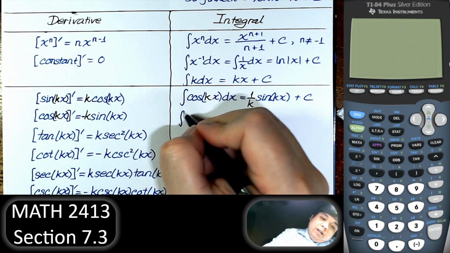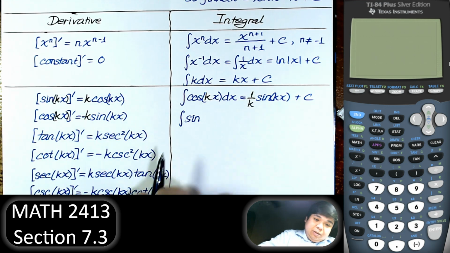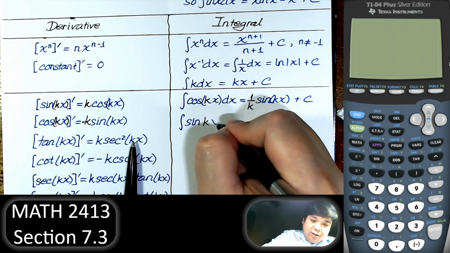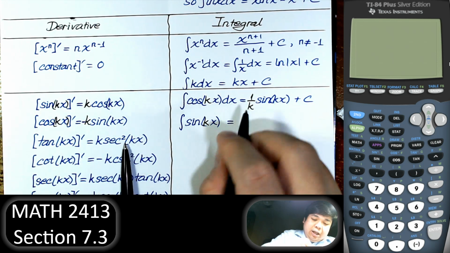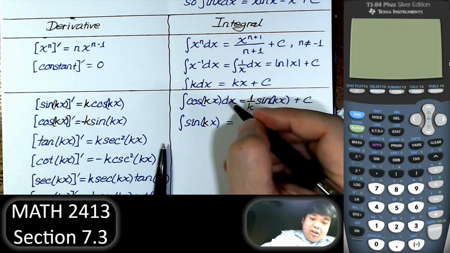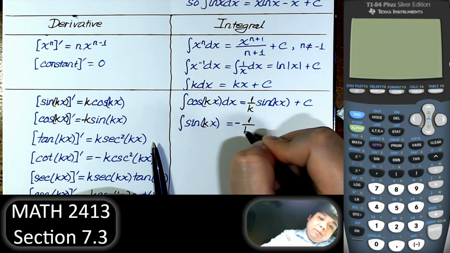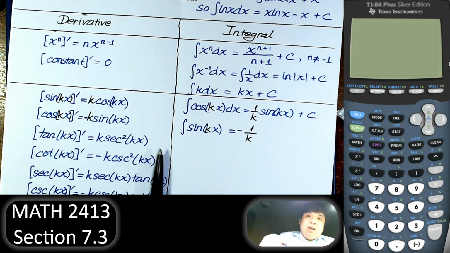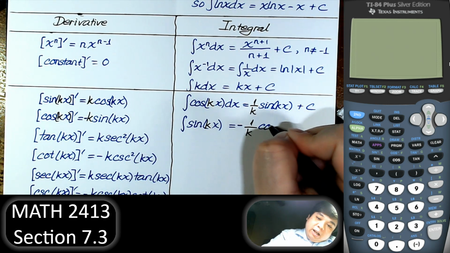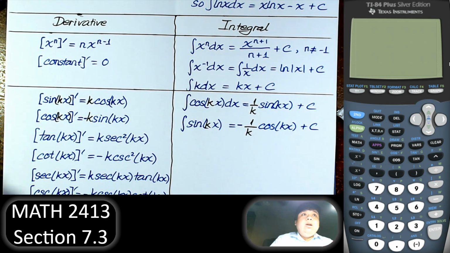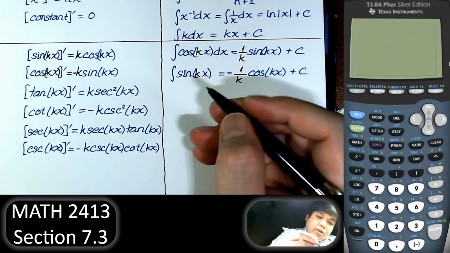Integral of sine of kx. Integral of sine is negative cosine. But once again, we divide by the coefficient of x, and that gives us negative cosine of kx. And then all of the rules.